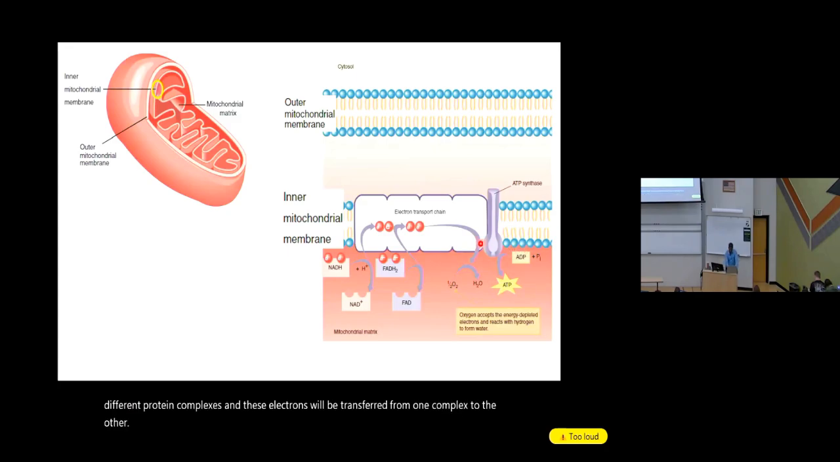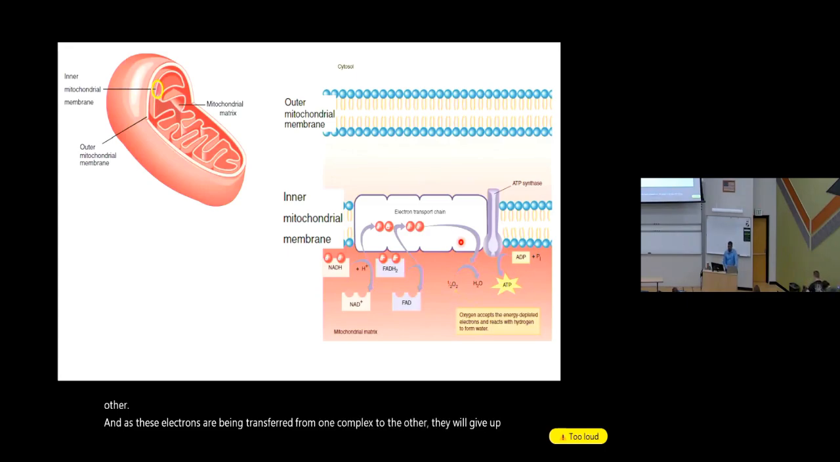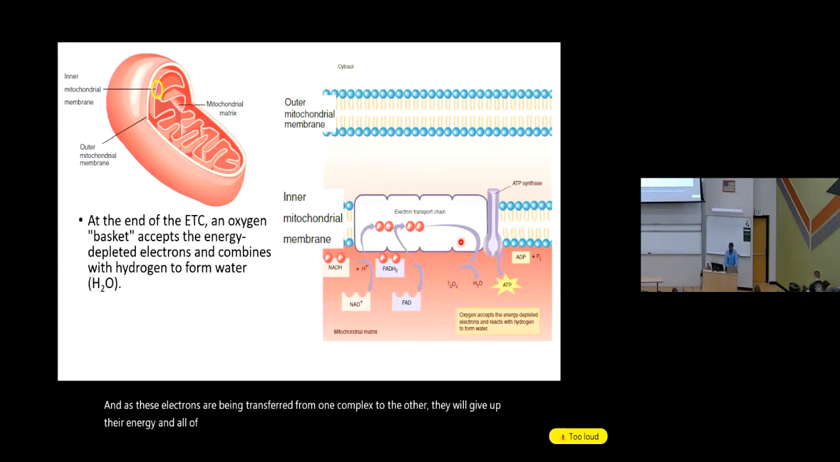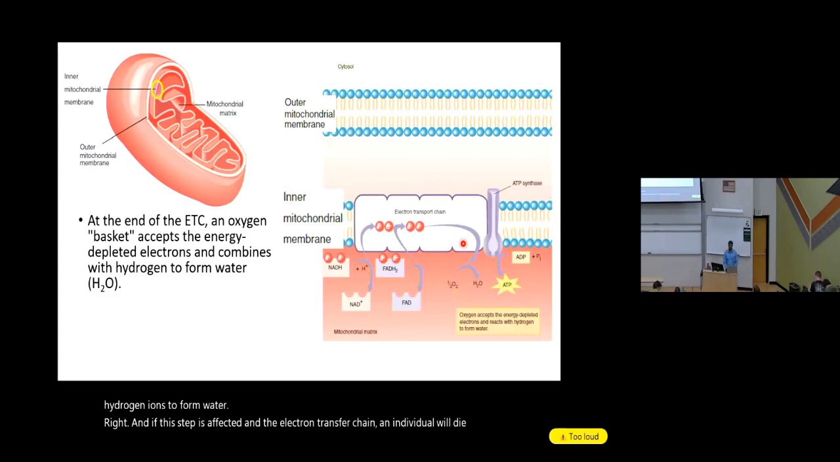And as these electrons are being transferred from one complex to the other, they will give up their energy, and all of these energy depleted electrons are going to combine with oxygen and also with the hydrogen ions to eventually form water, right? So this is a very important step where the energy depleted electrons are going to combine with oxygen and hydrogen ions to form water, right? And if this step is affected in the electron transport chain, an individual will die because the body is not able to make more and more ATP.